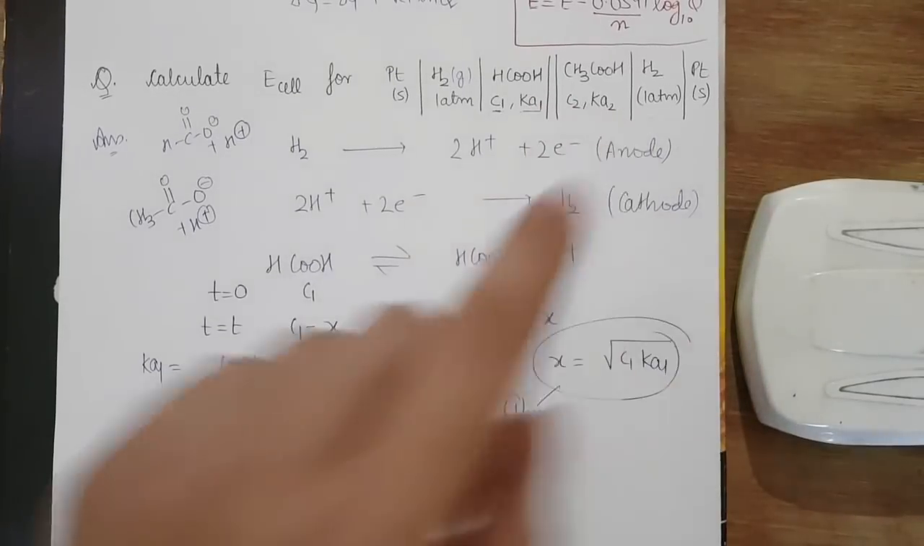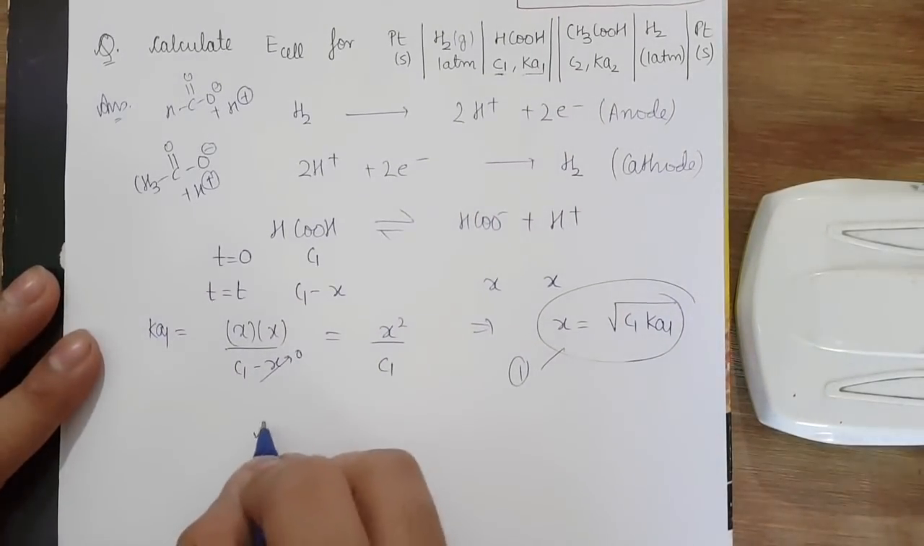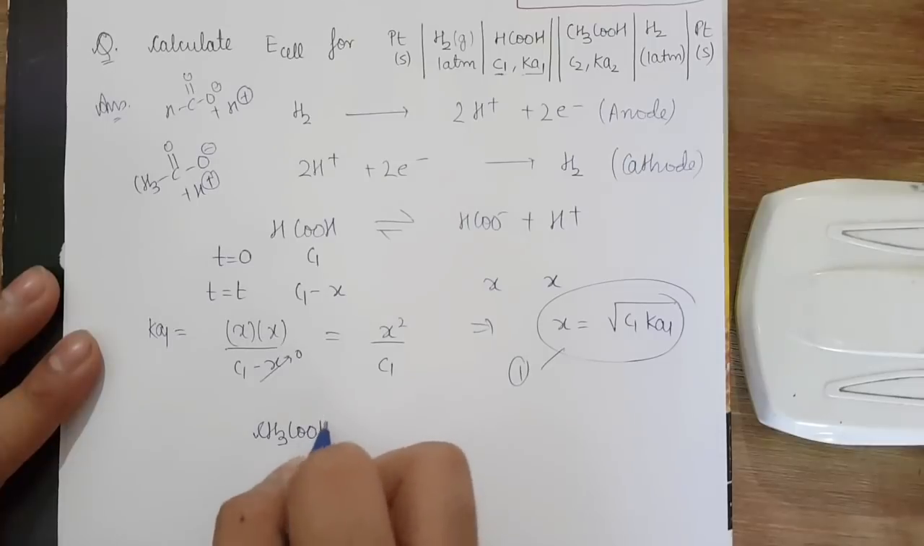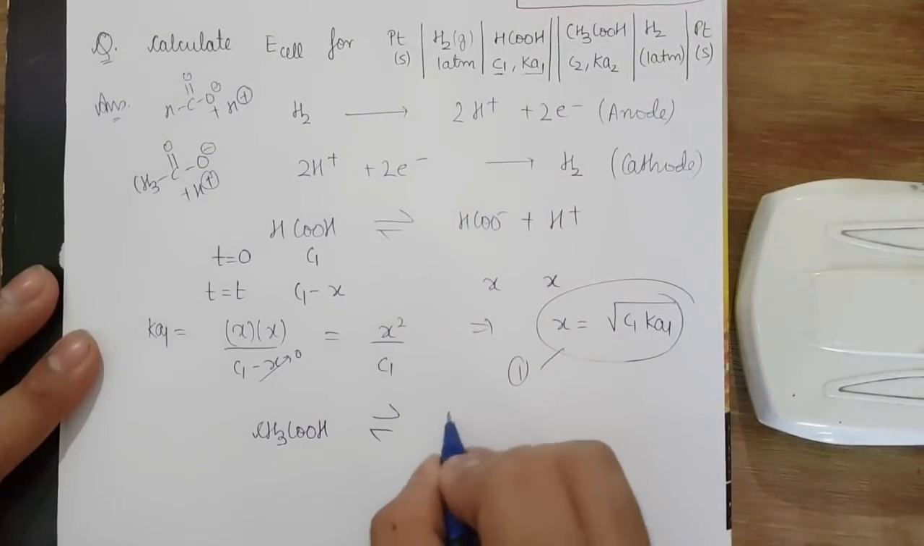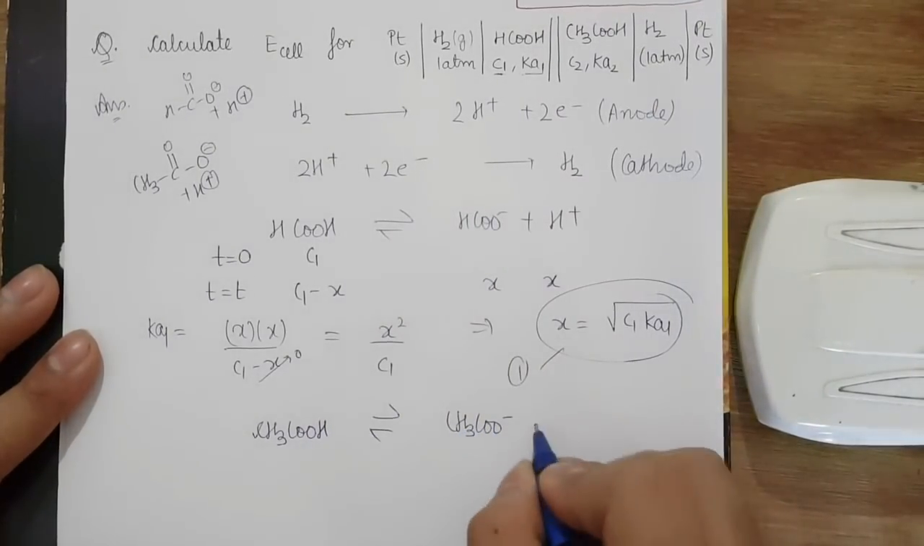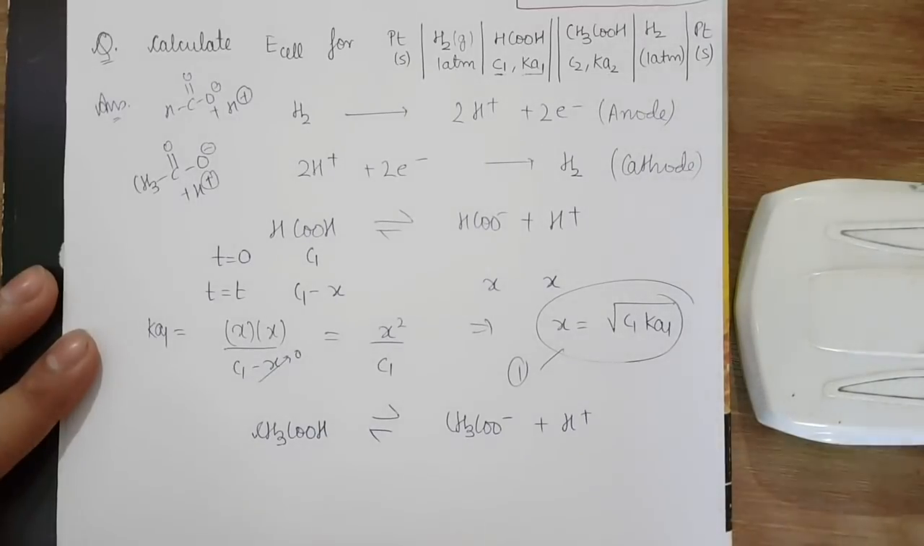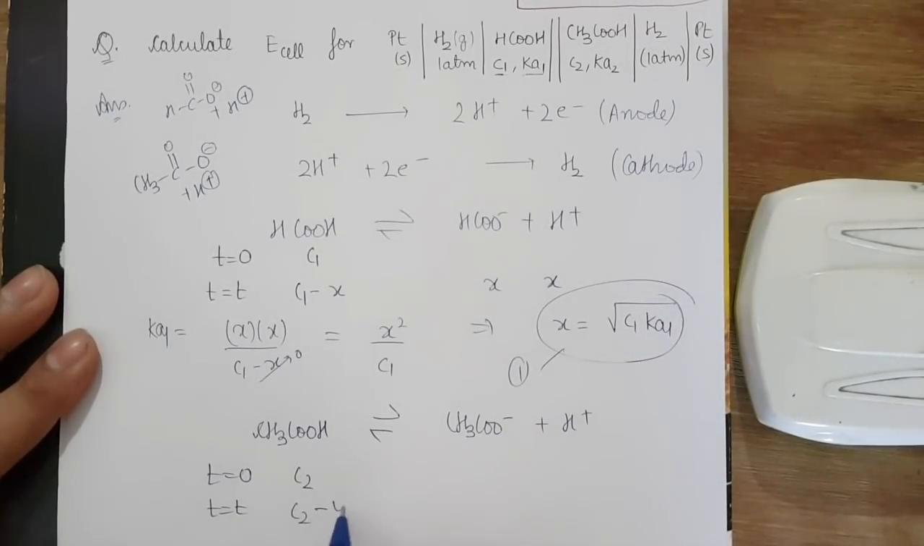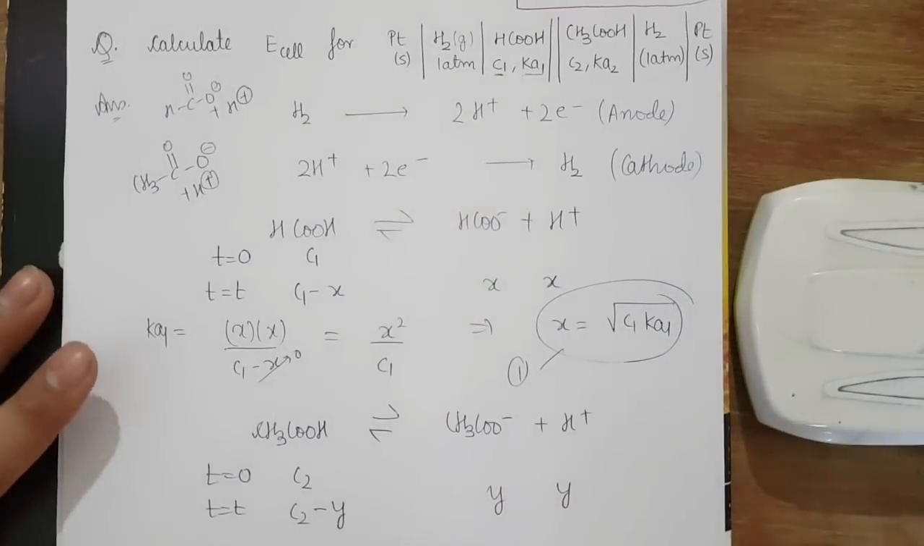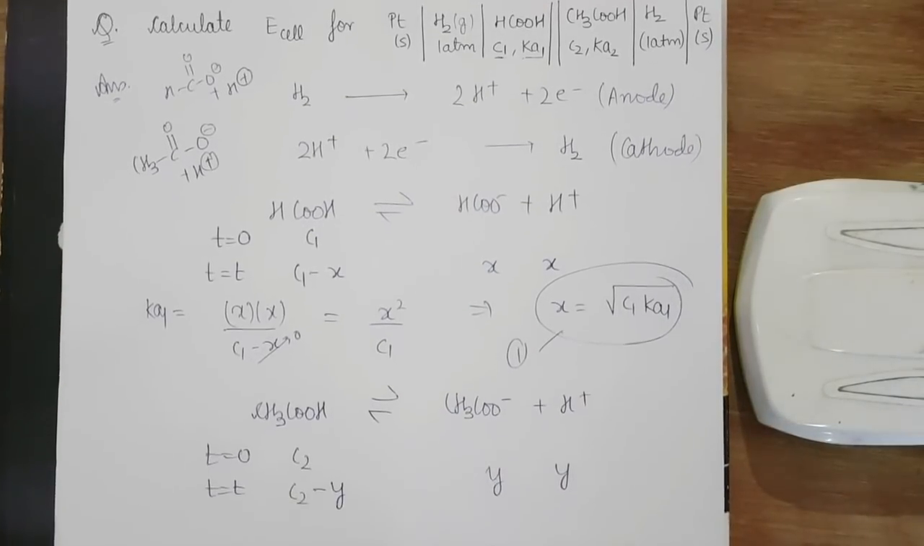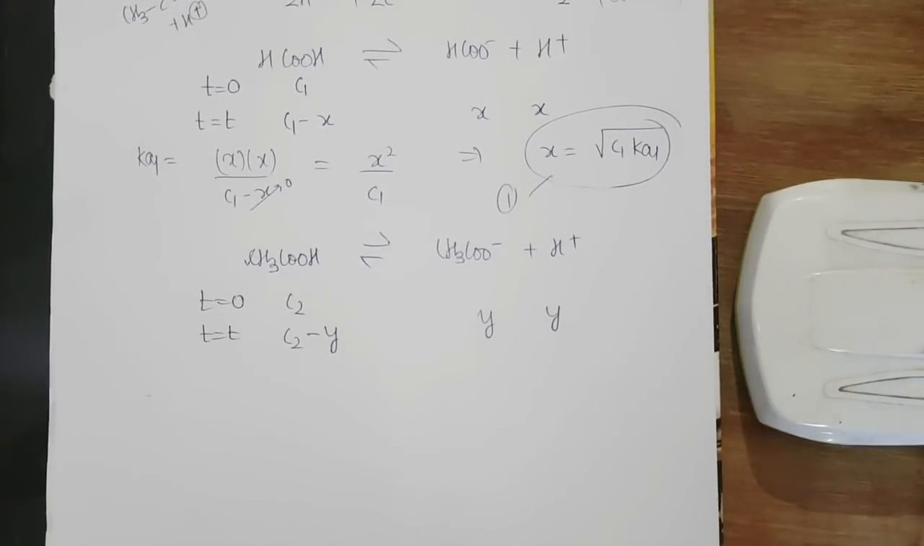The second case is the acetic acid. Acetic acid, that is CH3 C double bond OH, would basically dissociate into CH3 C double bond O minus and H plus. At time t is equal to 0, the concentration has been clearly mentioned to be equal to C2. At time t, it would be C2 minus Y and Y. I have assumed Y because X and Y cannot be the same. So that is why Y has been assumed here.